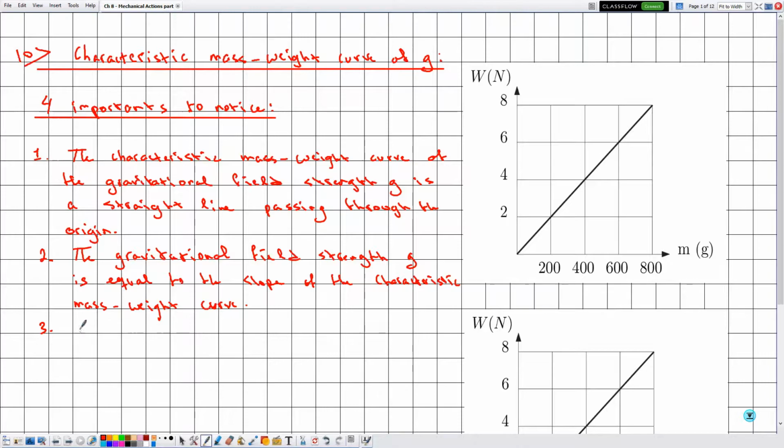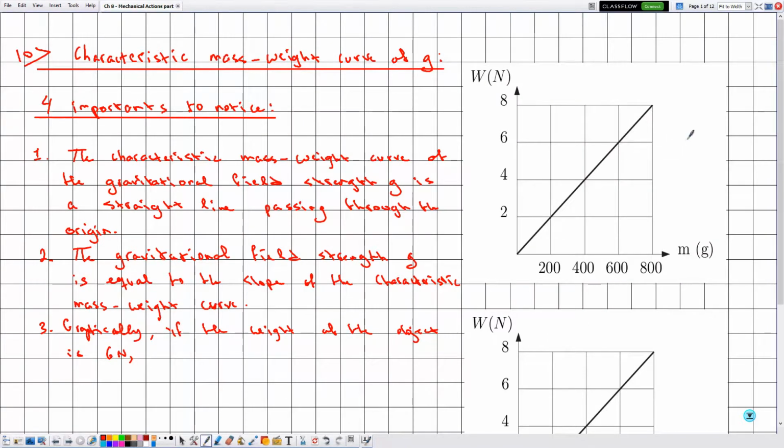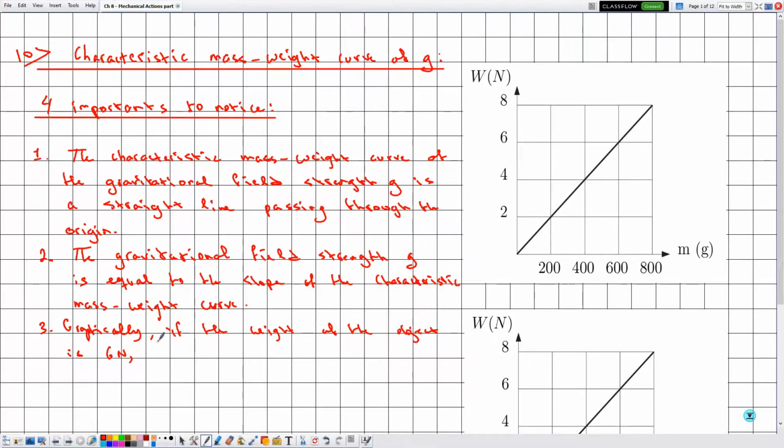Let me say graphically, if the weight of the object is 6 newtons. If we know the value of g, we can use the formula to determine the mass. But now we can directly determine the value of m, because 6 newtons corresponds to this point on the curve having m equal to 600 grams. Then the mass is 600 grams.